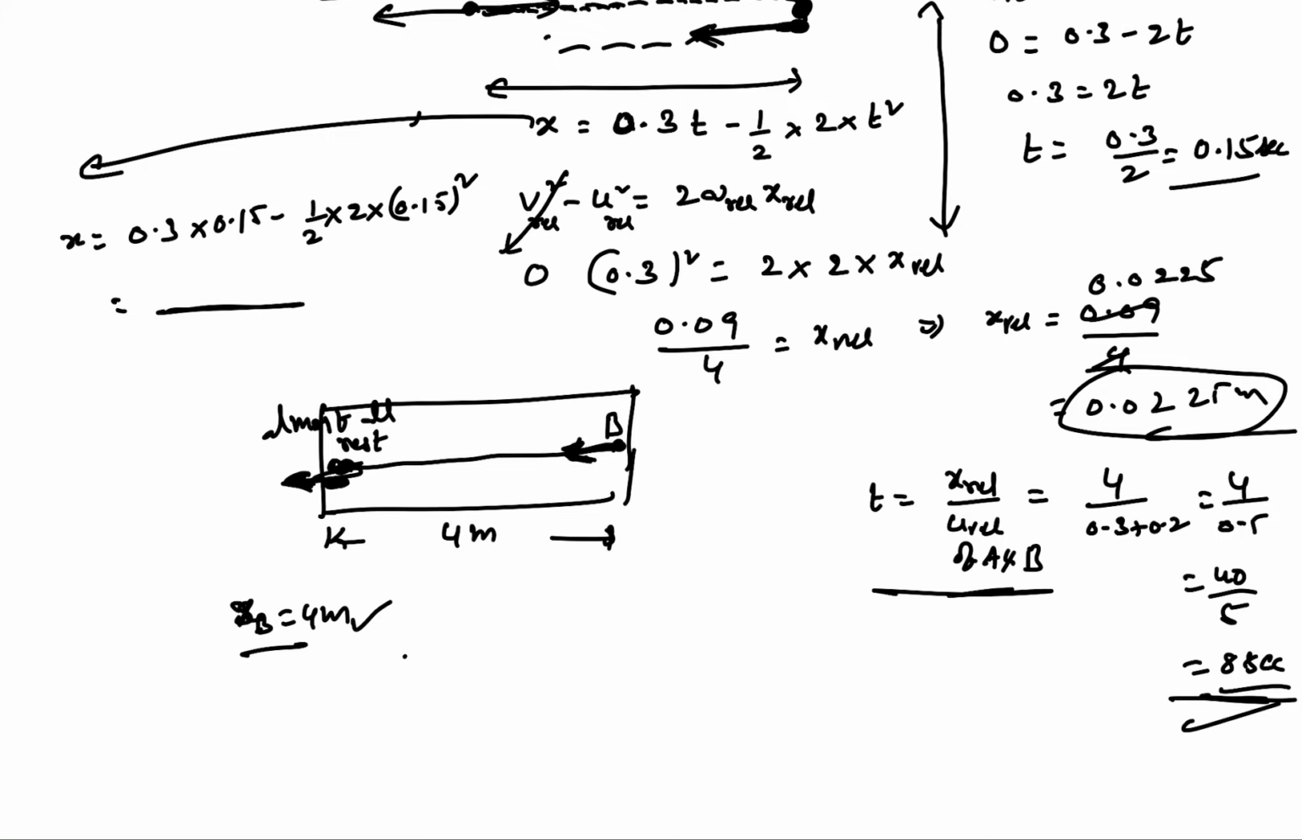You can see whatever xb is there. Okay, xb is equal to ub t plus half ab into t square. 4 is equal to 0.2 into t plus half a, which is 2, into t square.